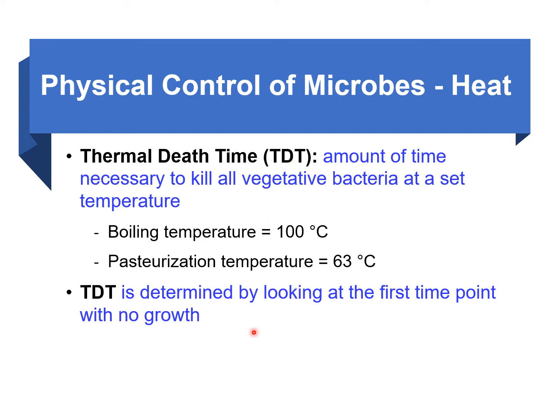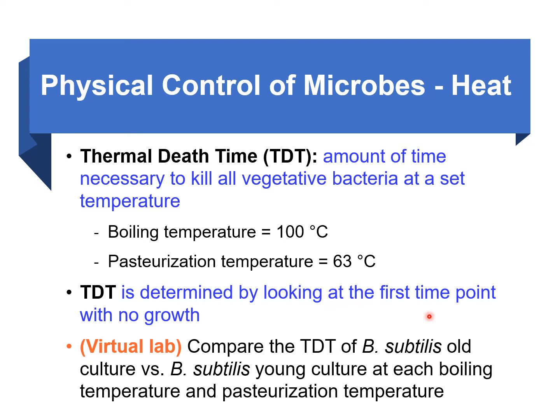When you inoculate your plates, I'm going to show you how. You take a look at what is the first time point of you not seeing any growth. So if you don't see any growth at 15 minutes, then 15 minutes would be your thermal death time. If the first time you don't see growth on your plate is at 30 minutes, then 30 minutes is the thermal death time. So the first time you do not see growth on your plate, that is your thermal death time.